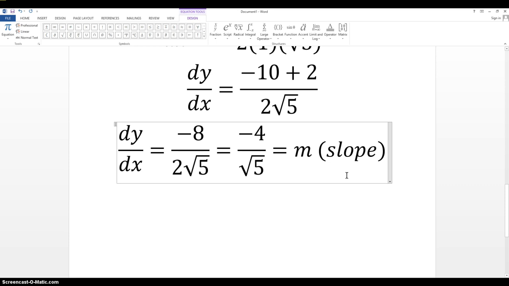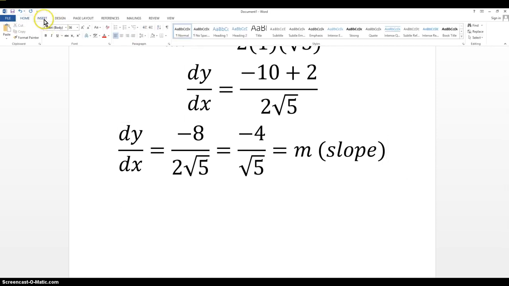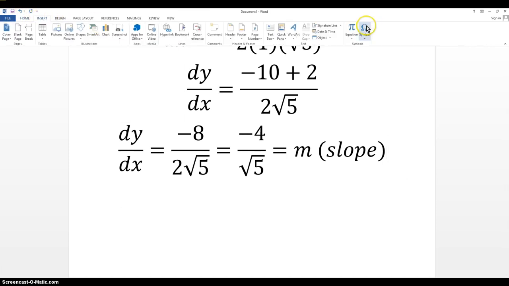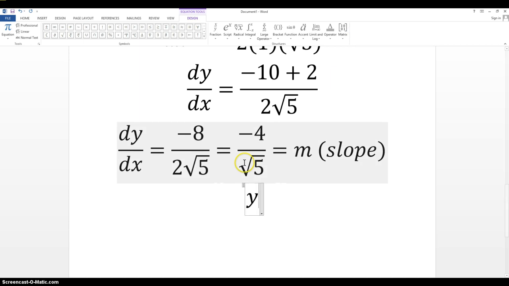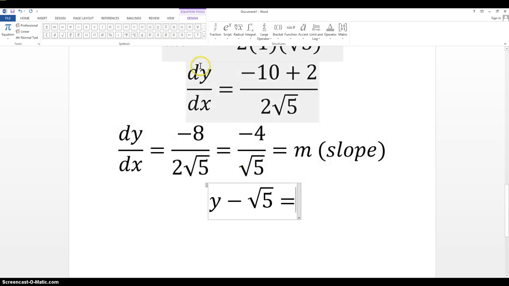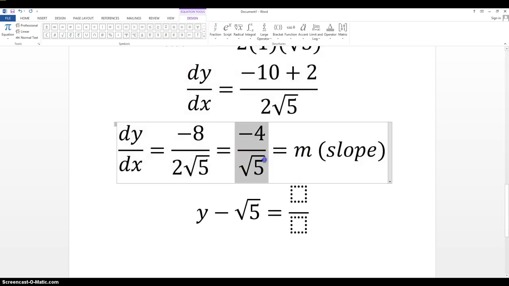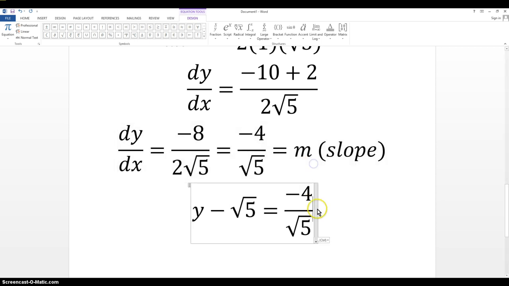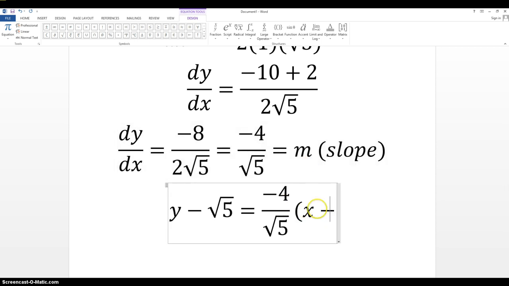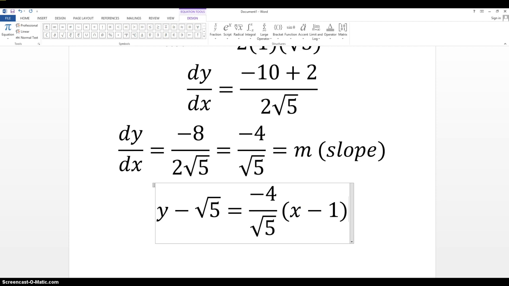Final step is to go ahead and just write it in the form of a line. So therefore we have y minus square root of 5 equals negative 4 over square root of 5 times x minus 1. Correct?